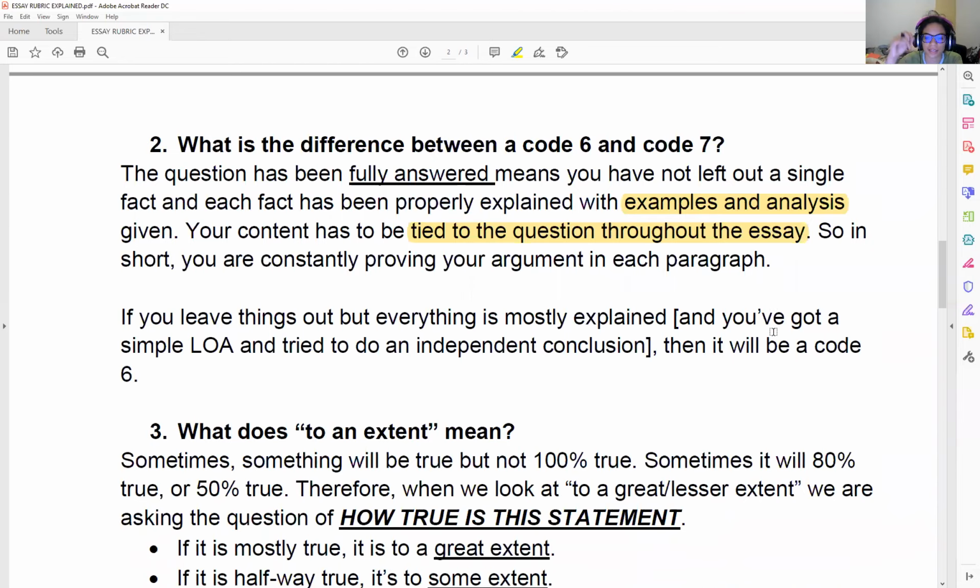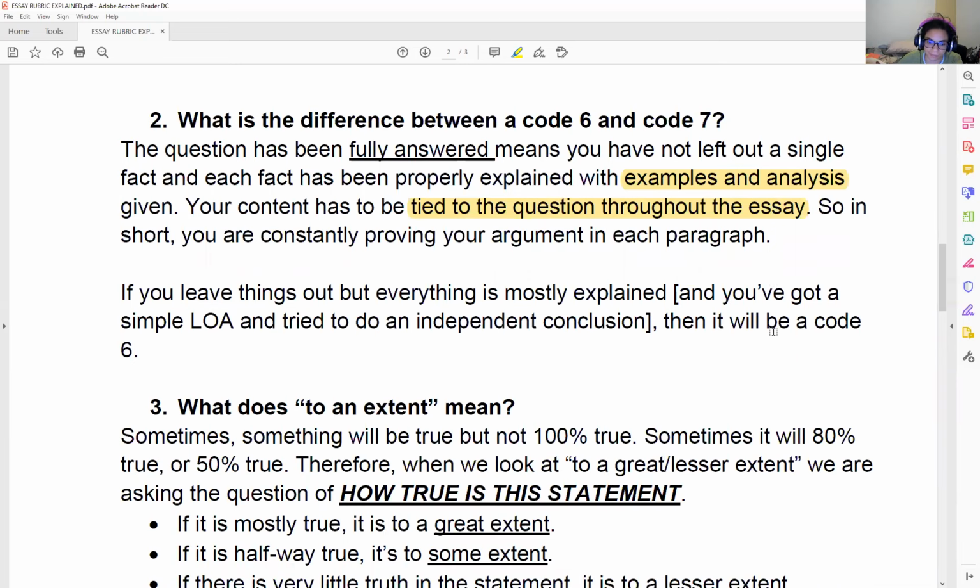Next, if you leave things out, but everything is mostly explained, and you've got a simple line of argument, you try to do an independent conclusion, then it will be a code 6. Okay, so that is the difference between a code 6 and a code 7.